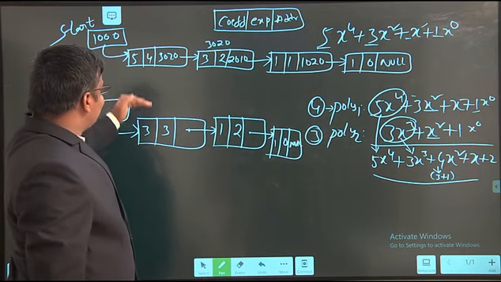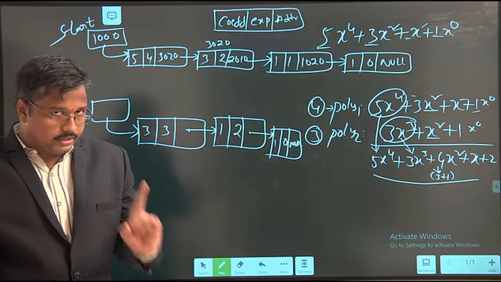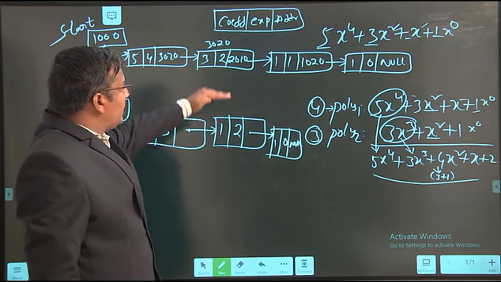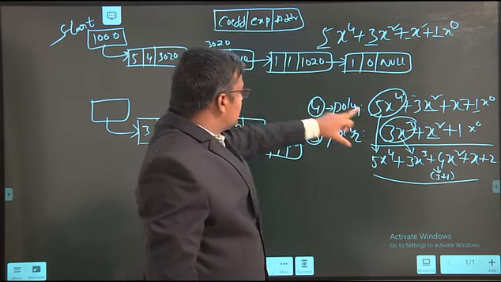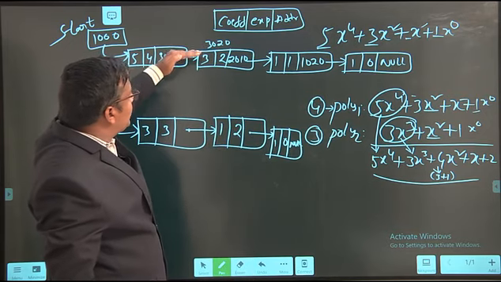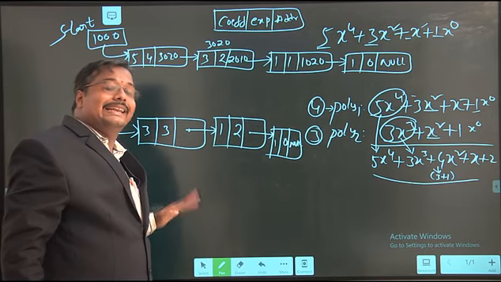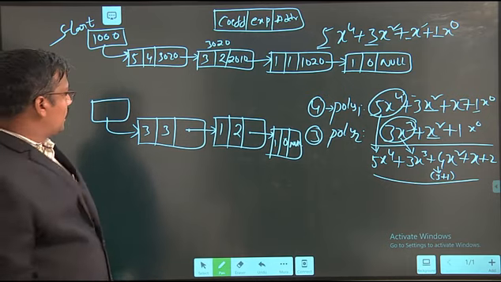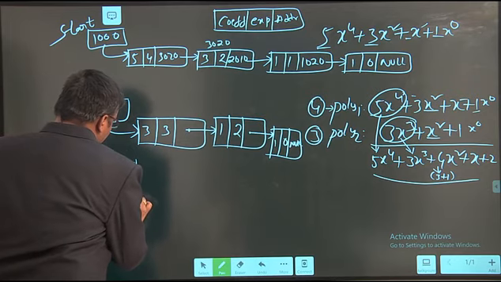Like that, two linked lists are there. Remember it. Here we are performing addition operation in between two linked lists. The first polynomial is the first linked list, the second polynomial is the second linked list. Whenever we perform the addition operation between these two linked lists, we get one resultant linked list.